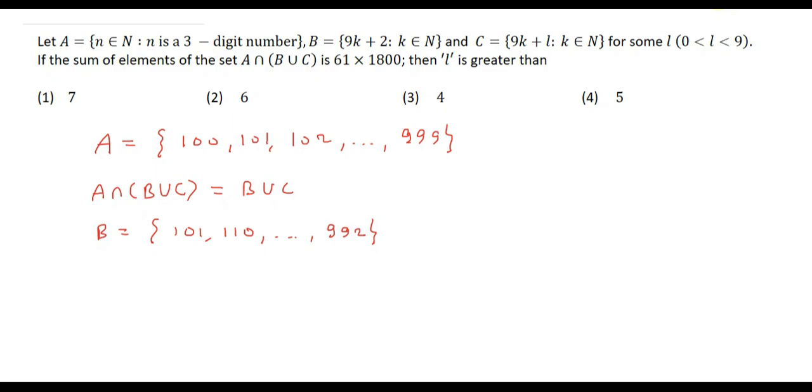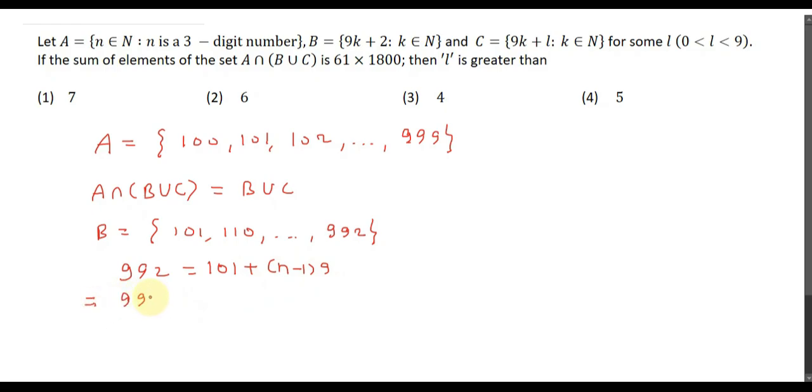So to find the sum of these numbers, first of all we have to find number of these numbers. So last number is 992. So we will apply the Tn formula of AP. Tn is equal to A plus n minus 1 into D. First term is 101 plus n minus 1 into the common difference will be 9. So we will get here 992 minus 101 is equal to n minus 1 into 9.